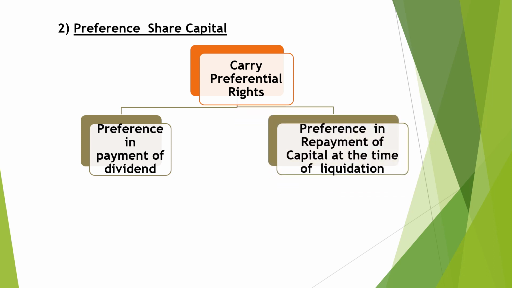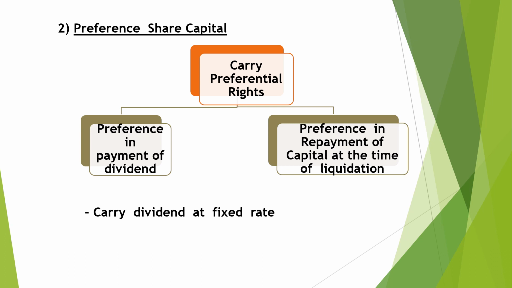The second preferential right enjoyed by preference shareholders is they also enjoy preference for repayment of capital at the time of liquidation of the company. When the company winds up, liquidates or shuts down, at that time, firstly, the capital amount is repaid to the preference shareholders, and then if anything is left out, the amount is paid to the equity shareholders. As the preference shareholders enjoy these two preferential rights, they are called preference shareholders.